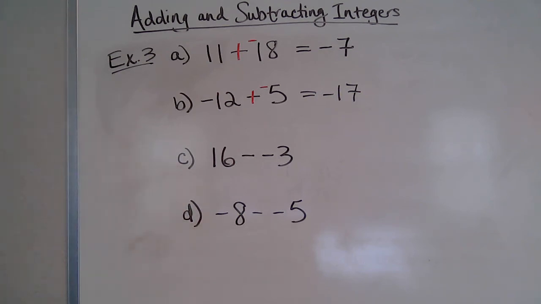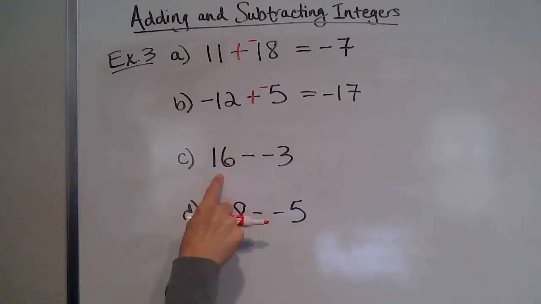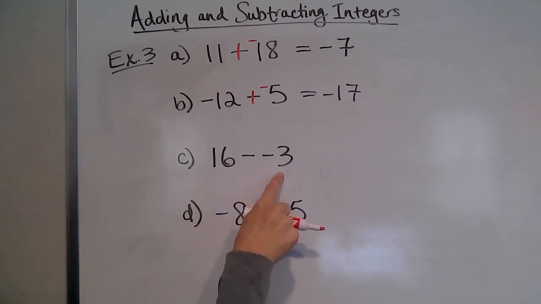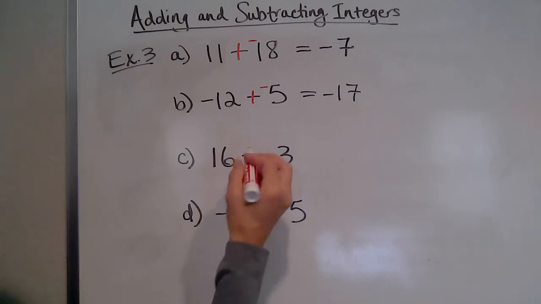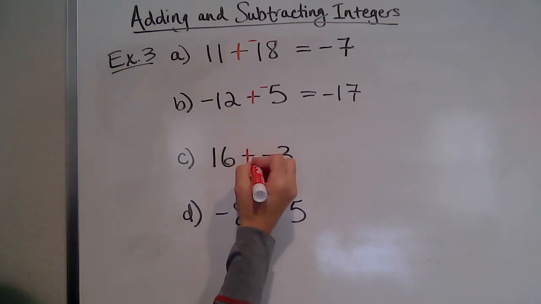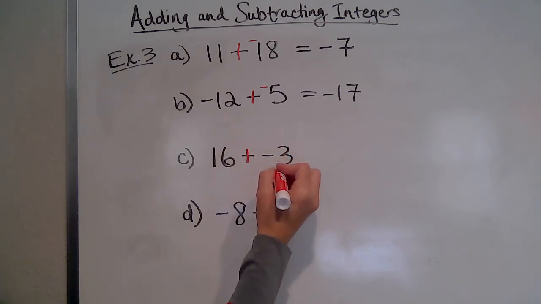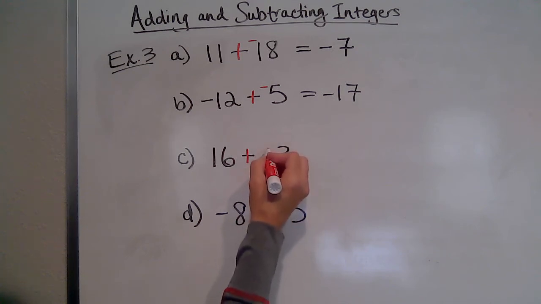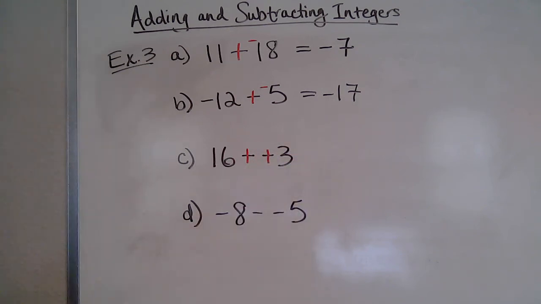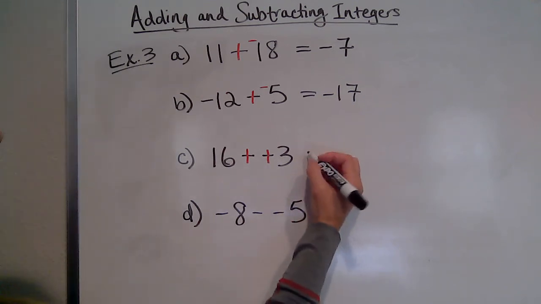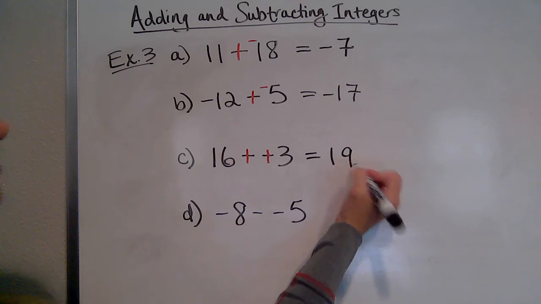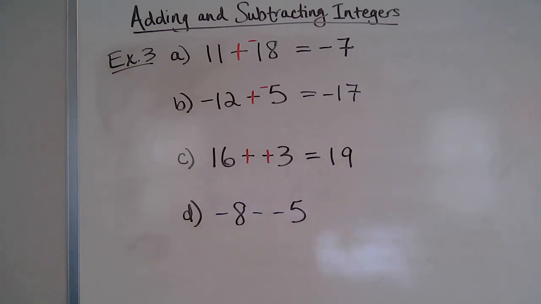C, 16 minus negative 3. Definitely one where adding the opposite helps me. We have a positive 16. We're subtracting negative 3. I'm going to change this to addition. If I change this to addition, I have to change the sign of the number after it. It's a negative 3. I'm going to change it to a positive 3. Now this is just 16 plus 3. That's 19. Looks a whole lot better than what it started out as with 16 minus negative 3.